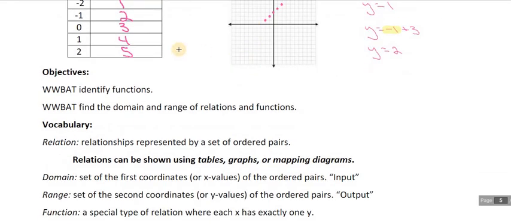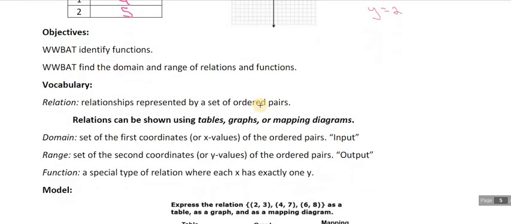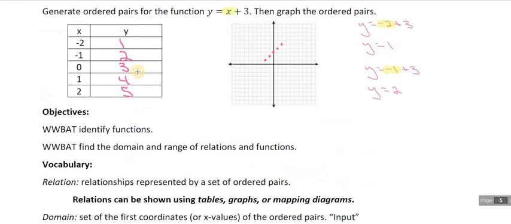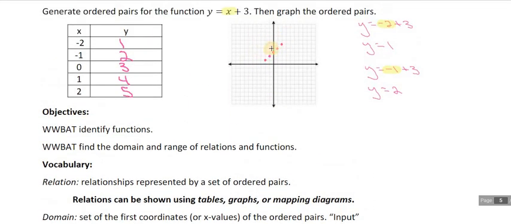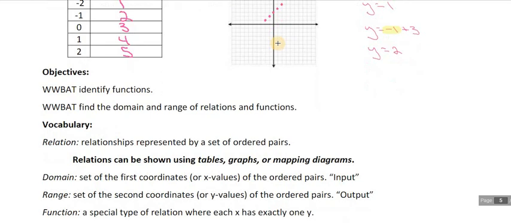So our goals for today are to be able to identify functions and to find the domain and range of relations and functions. Important vocabulary words: relation. A relation represents relationships through a set of ordered pairs. Okay, so relationships represented through ordered pairs. We can represent relations using actual ordered pairs in an XY table. We could represent them as plotted points on a graph, which again, still ordered pairs, or we can use what we call mapping diagrams.